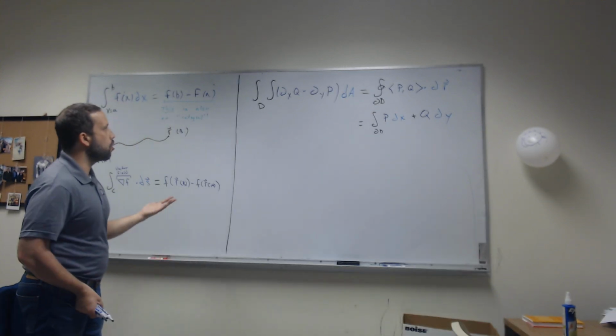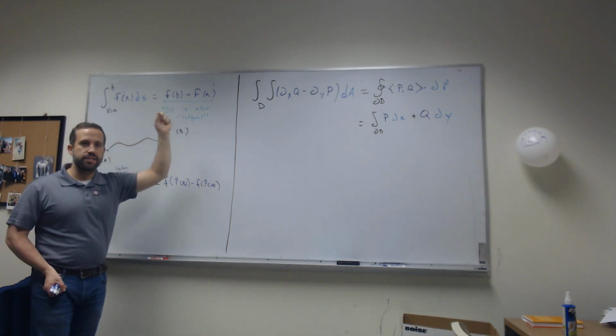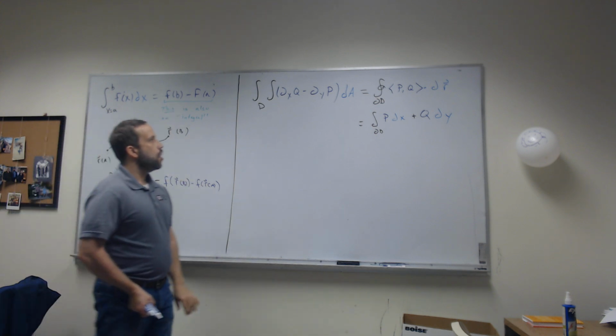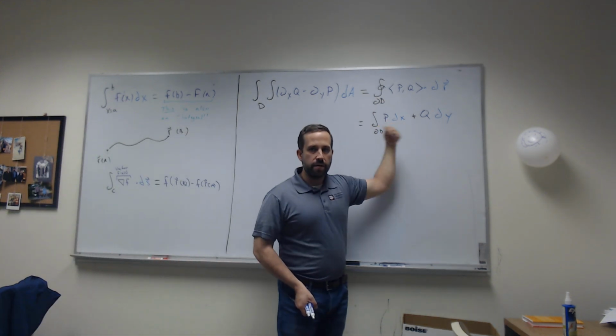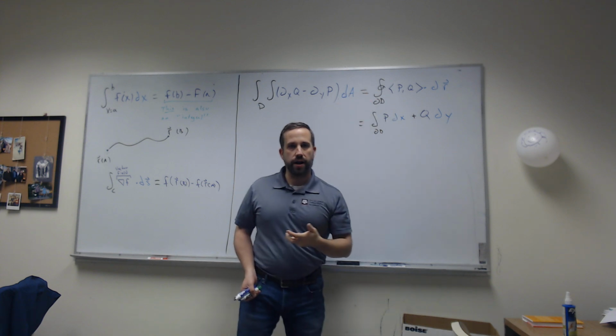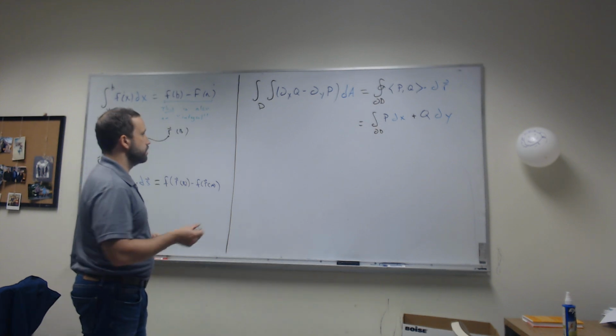Okay, and again, the order matters. So here I do f of b minus f of a. There's an orientation on the 2 points, a and b, f of b minus f of a. Over here, there's an orientation on the boundary. I have to do this line integral around the boundary in the correct direction for Green's theorem. Okay, so this is Green's theorem.